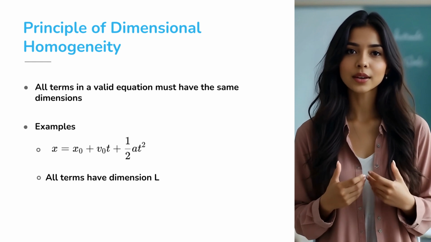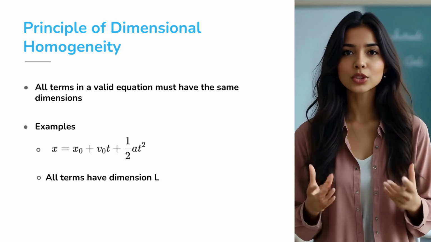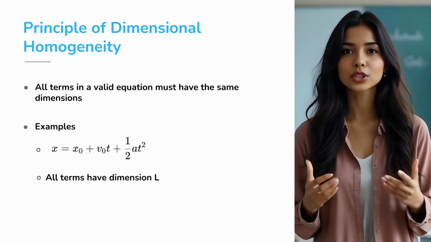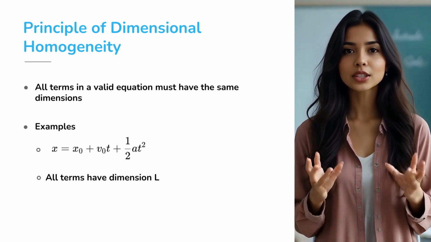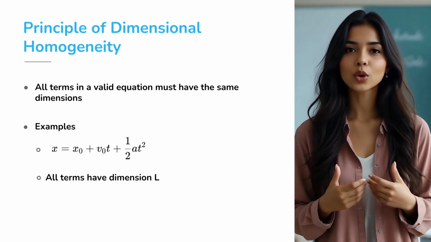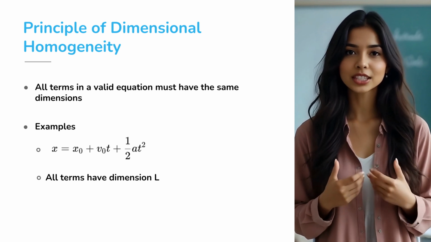x and x naught equal length, L. v naught times t equals L times T to the power minus 1 times T, which equals L. a times T to the power minus 2 times T squared equals L. All terms have the dimension of length. The equation is dimensionally consistent.